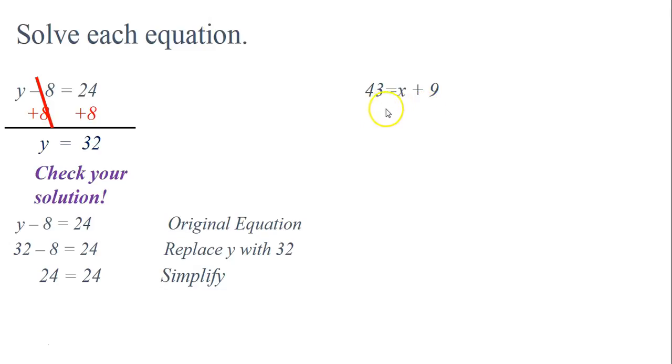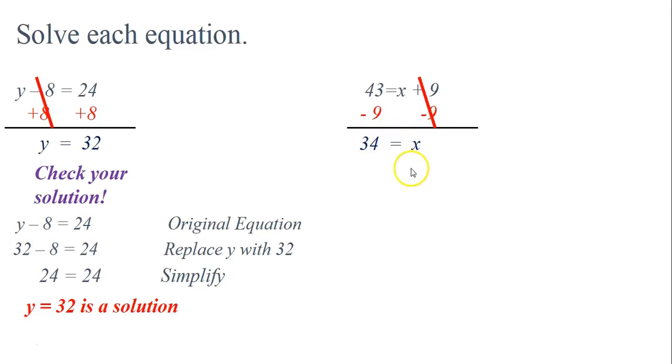Let's look at this one. I have 43 is equal to x plus 9. What do I need to do to isolate the variable? I need to subtract 9, because 9 is being added to it. The reason we subtract is that the inverse of adding is subtraction. So I'm going to subtract 9 from both sides. These two are going to cancel out because we have a positive 9 and a negative 9. And we're going to have 34 is equal to x.